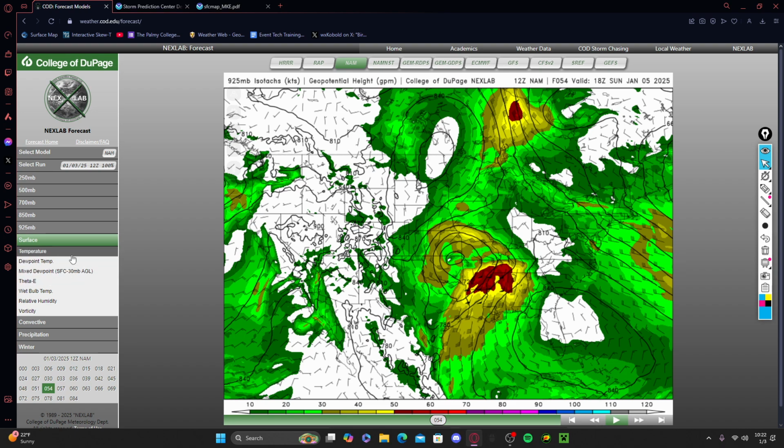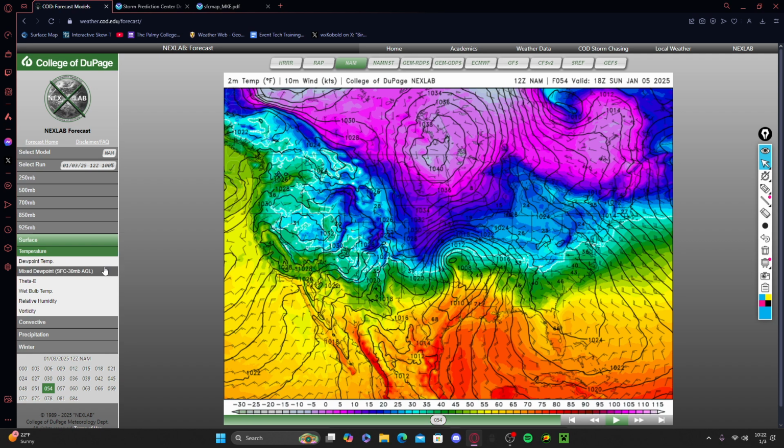Next, the most important part sometimes is going to be the surface. So here is surface temperature. So we can see temperature by colors, and you can expect that these cooler colors are going to be colder temperatures, and the reds and the oranges are going to be warmer temperatures, which makes sense. But on top of that, we also have pressure lines, so we can see what the pressure is at the surface. Lower pressure in this little bullseye.